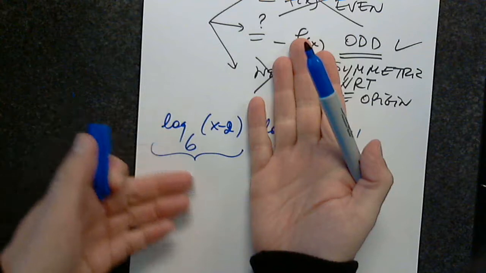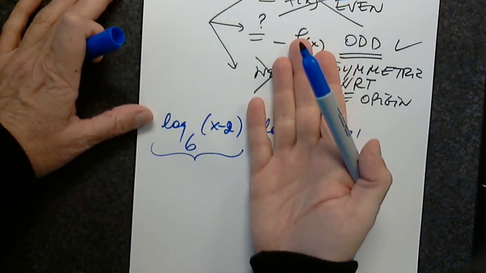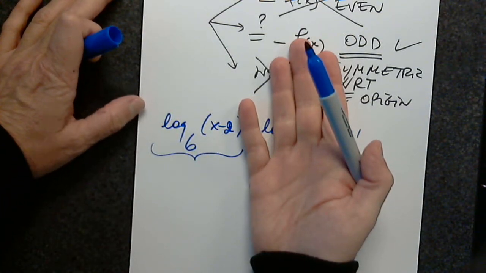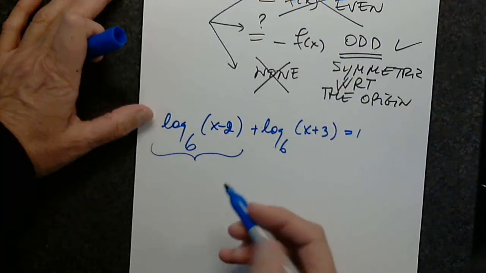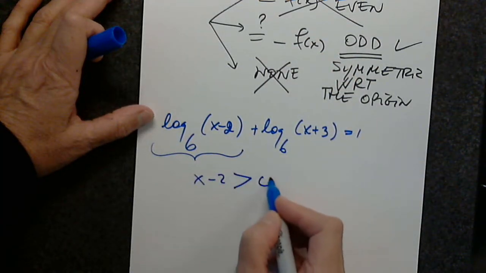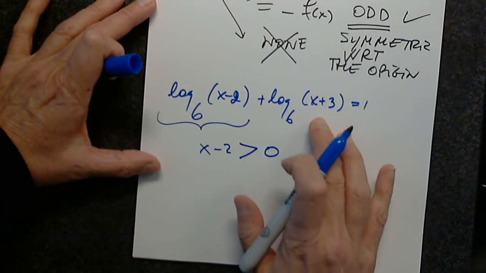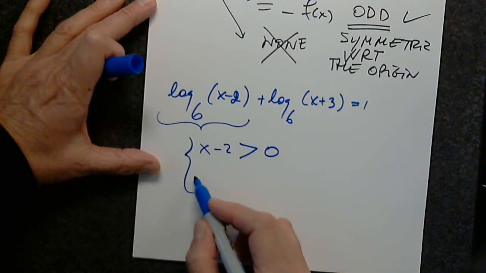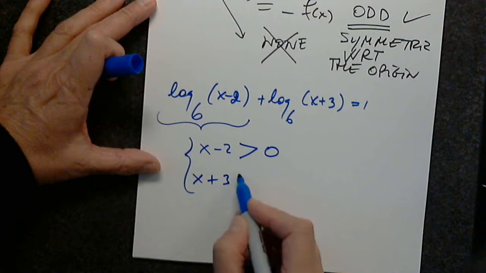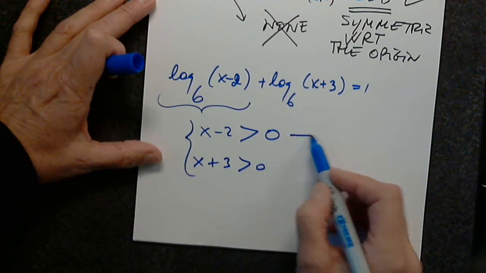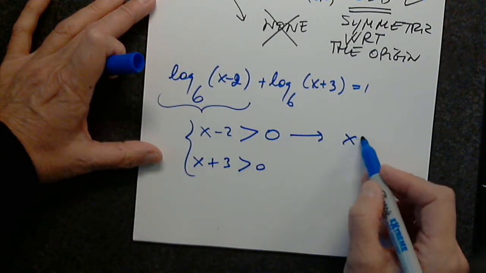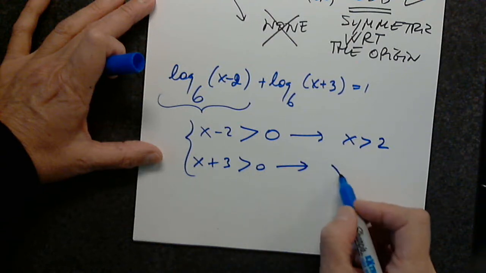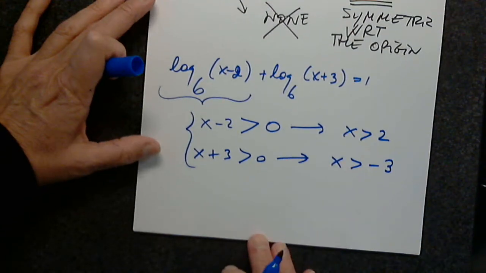When will this log exist? For which values of x? Right, x minus 2 greater than 0. Good. What about this one? What is the restriction for this? Very good, awesome. So then when we solve this inequality, we get greater than 2. When we solve this inequality, we get greater than -3.